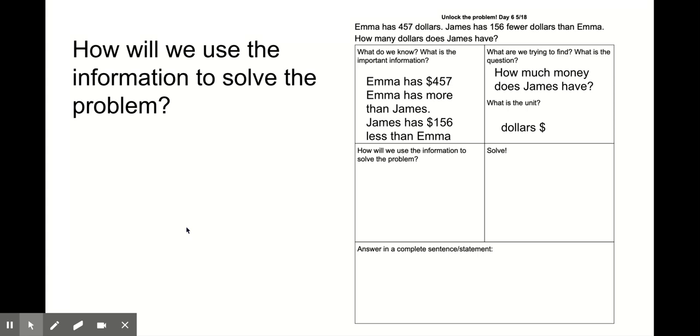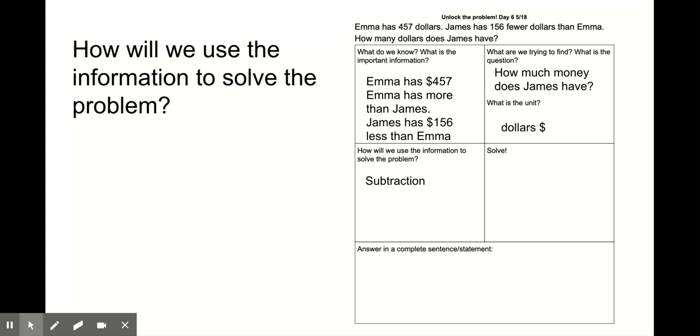If we're solving the problem and we need to find out how much money James has, do you think we will add or subtract? We will probably subtract because we know the amount that Emma has and we know that James has a certain amount less. So we know the whole and we know one part. We need to find the second part. So we'll subtract.